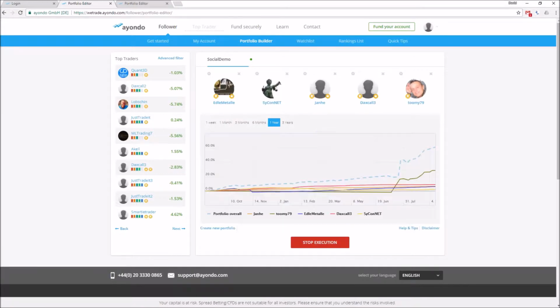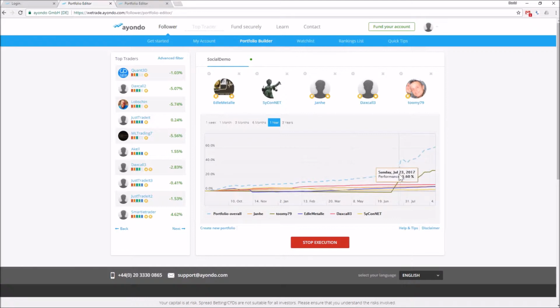And now it should take me to my portfolio. So here we go. This is my portfolio of people I'm following. So I've got Edel Metal, who's an old good top trader, SciConNet, who I don't think has traded for a while, Jane, who was the one we looked at, much more conservative approach, much less volatility, DAX Call 3, who again has had a pretty good track record over the years, and Tumi79, the person I just added in. And down here it gives me an idealized view, if I'd followed these traders over the last 12 months, what sort of return I would have made if I could go back in time and follow them. And I'd have made a 61% return.